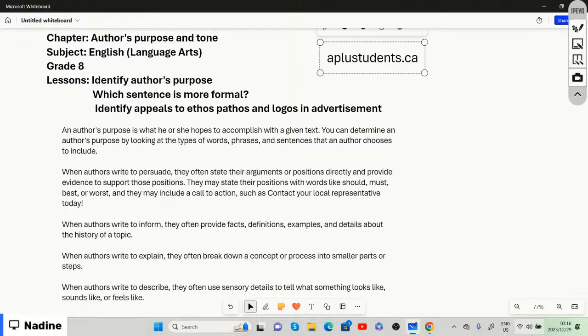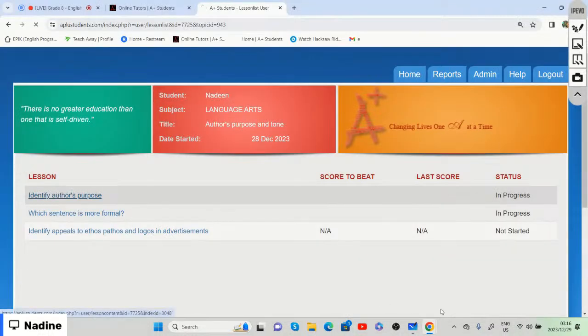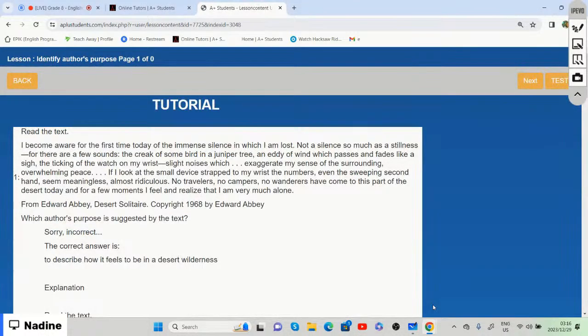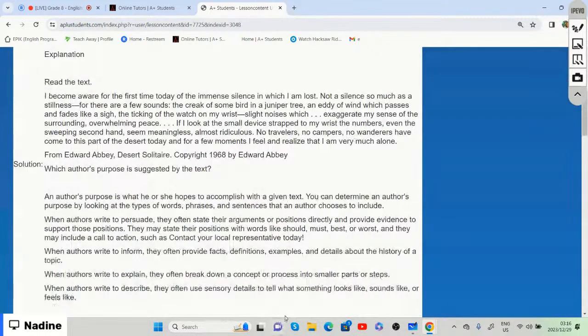All right. So we made mention of how to identify the author's purpose, right? And we said that the author's purpose is what he or she, which is the author, hopes to accomplish with a given text.